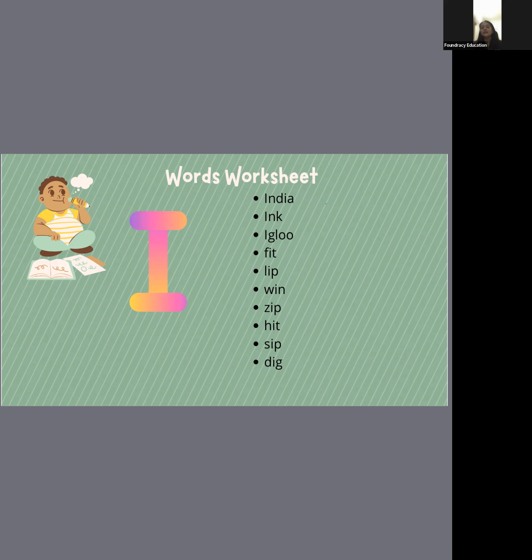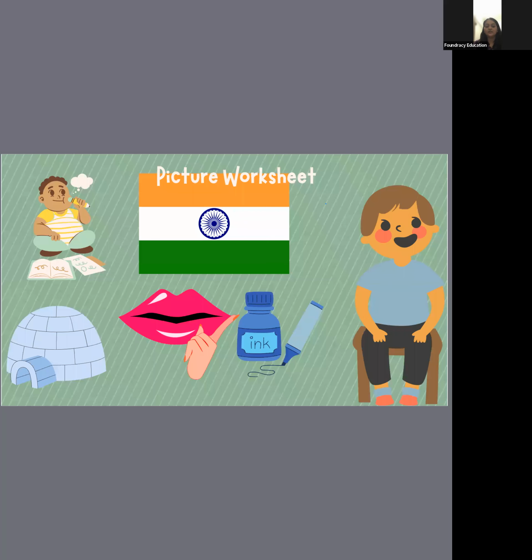So they see it. You can also revise the sounds A, O, and E. So there are 3 vowels that we introduce so that they understand that there are 3 sounds for the 3 vowels. And this is the picture worksheet. So this is I, India. This is I, glue. This is ink. And this is kid.